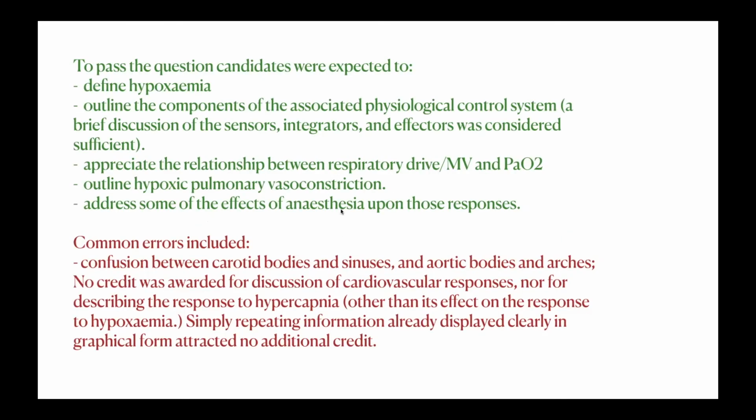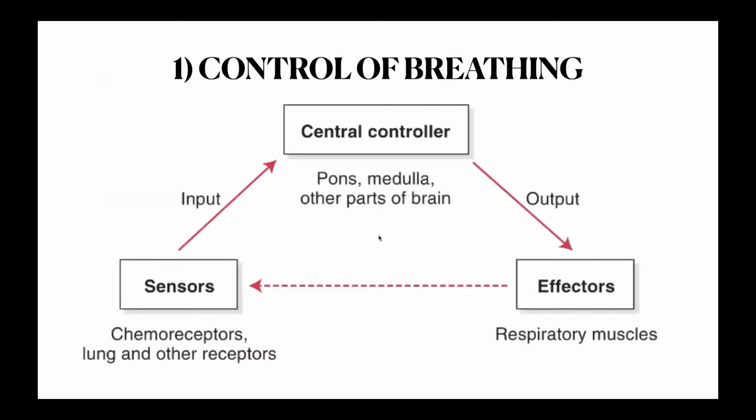And I think this summary of the examiner's report is pretty much all we need to do. So these 5 things. We need to define hypoxemia. We need to outline the components of the physiological control system. In other words, the control of breathing. We need to describe the relationship between minute ventilation and arterial oxygen, outline hypoxic pulmonary vasoconstriction, and describe the effects of anesthesia upon these responses.